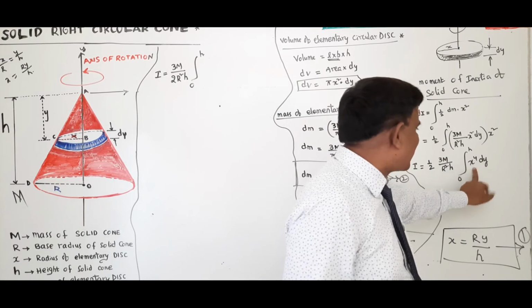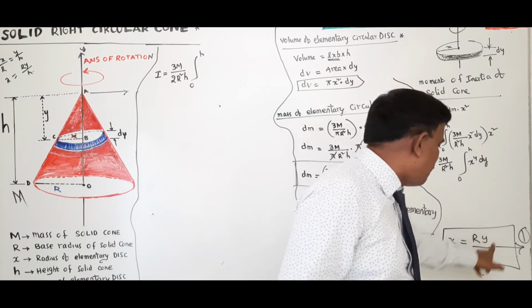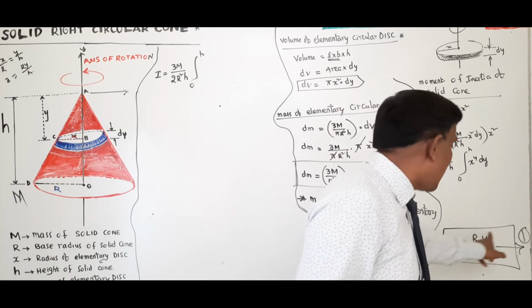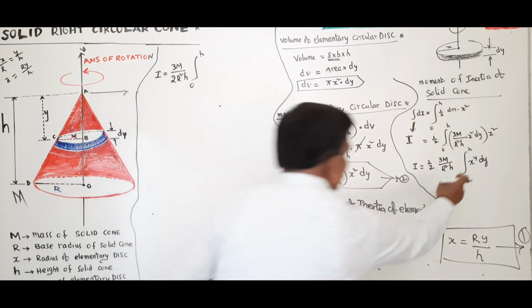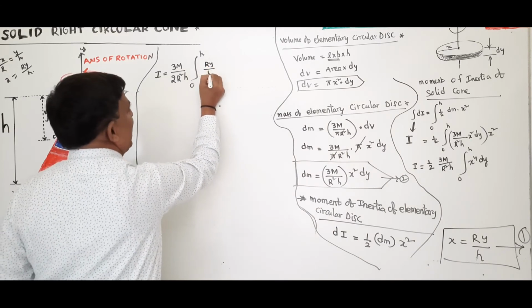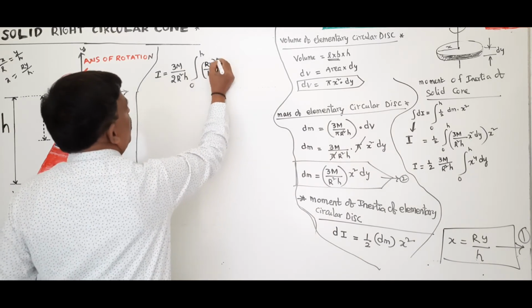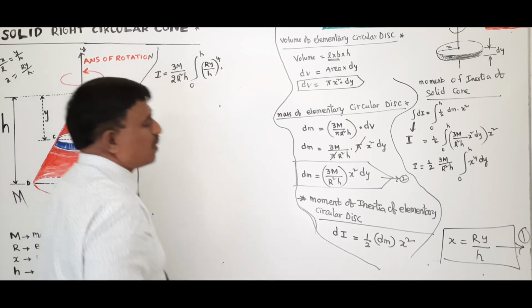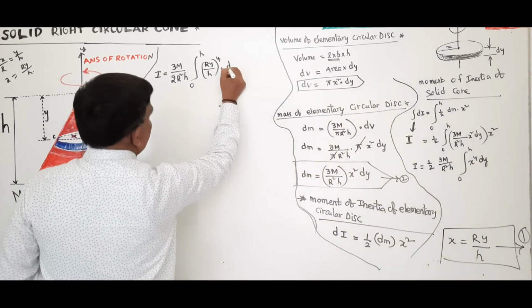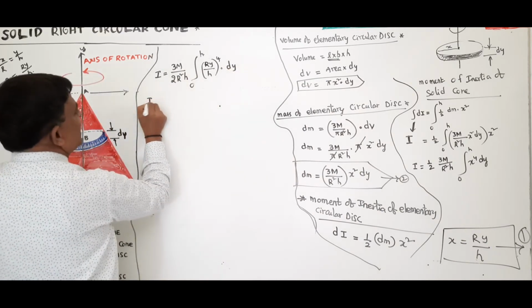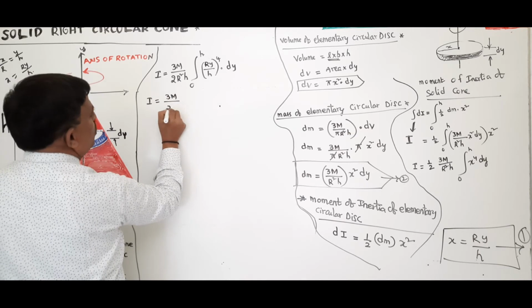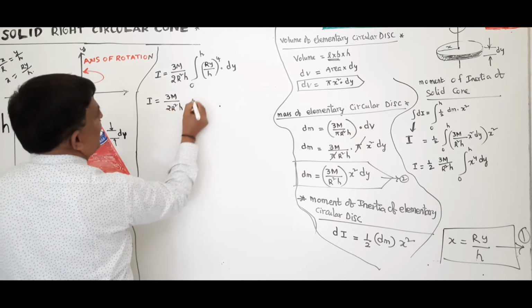X means ry by h, whole to the power of 4, dy. I am writing dy. I is equals to 3m by 2r square h.